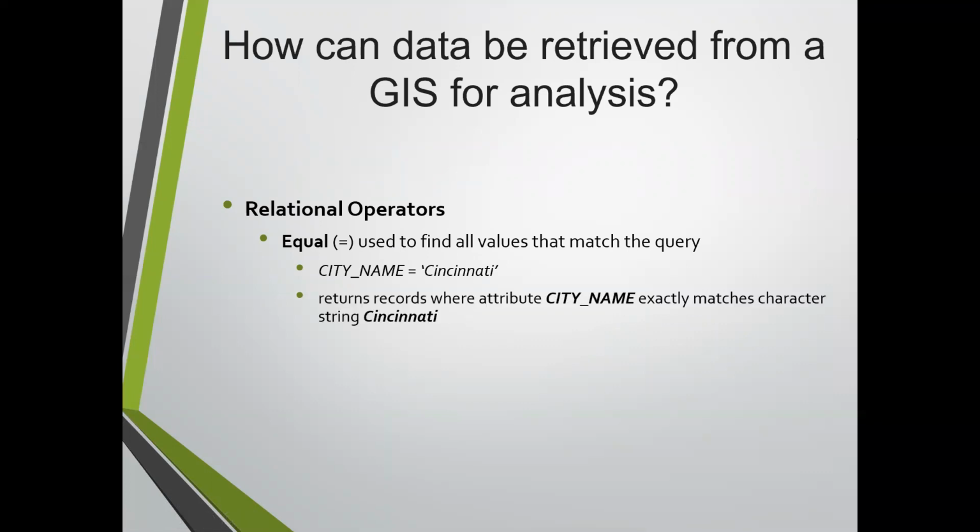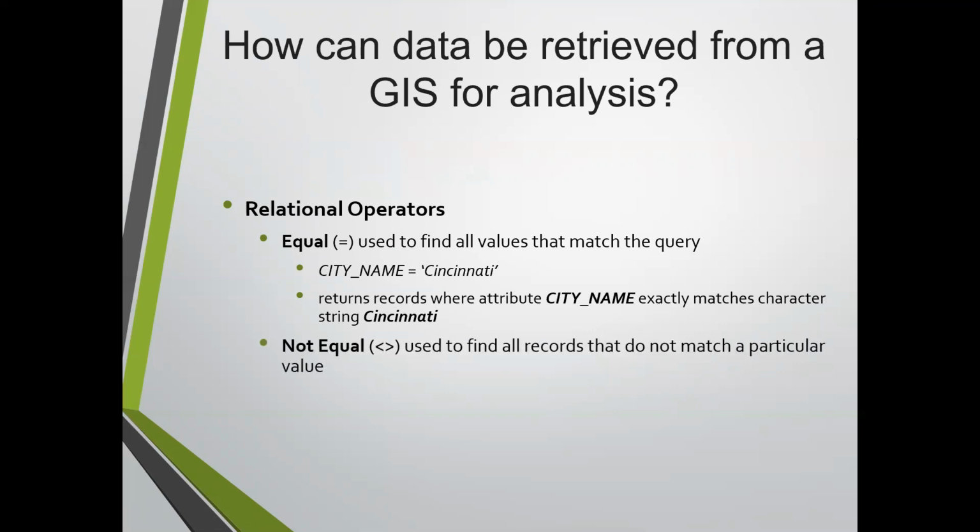So this would return records where the attribute city name is exactly equal to the character string Cincinnati. And in that database that we were probably looking at in the little lab exercise we're doing, it is probably only going to find one record, but there's certainly other Cincinnatis around in the country. So if you had a more extensive database, you might pull up maybe 4 or 5 different cities.